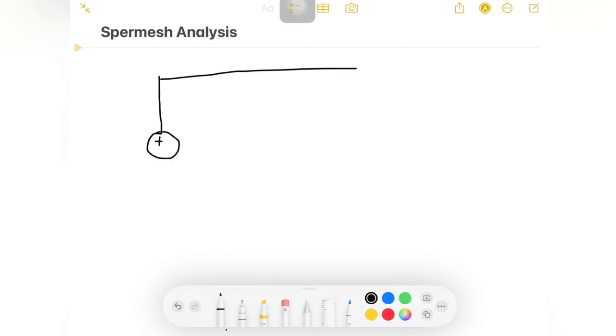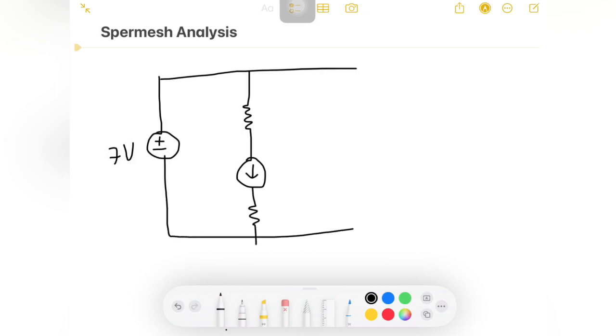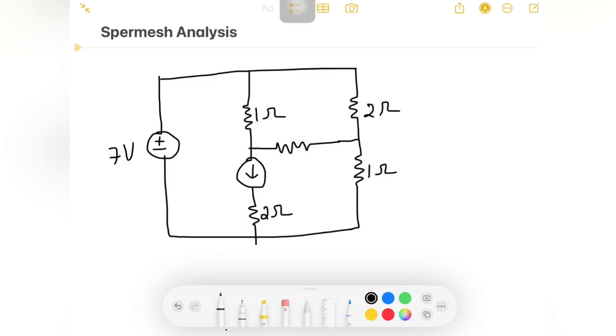Let's take a voltage source of 7 volts and a series resistance, with a current source and one more resistance in series to that. And here one more resistor. Let us give the values for the resistors: 1 ohm, 2 ohms, 1 ohm, 2 ohms, 3 ohms. And I'll give the nodes here so that it will be easy to analyze this problem: A, B, C, node D, node E, F, G, and the last node is H.